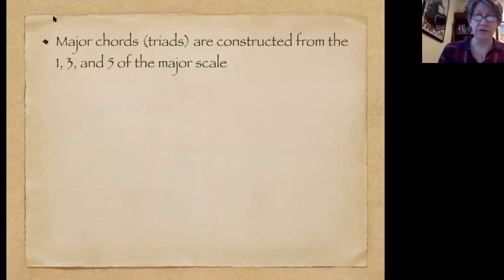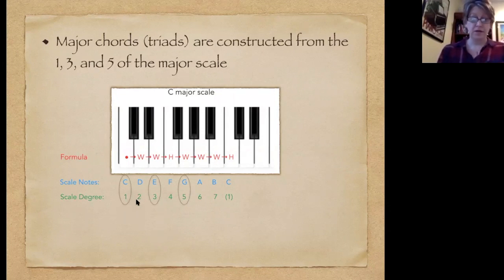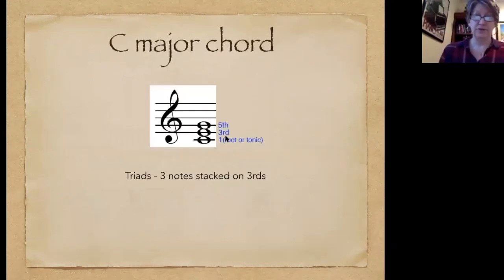So major chords or triads are constructed from the 1, 3, and 5 of the major scale. So here's, again, our C major scale. Here's the formula. The keys that the letters are on, those are the notes from the scale. That's where we land. Here are the scale notes. So our C major chord is the 1 and the 3 and the 5 of the C major scale. C, E, and G, we all know a C chord. So here's our C major chord. The 1, which is the root or the tonic, the 3rd and the 5th. We're stacking them up in thirds.